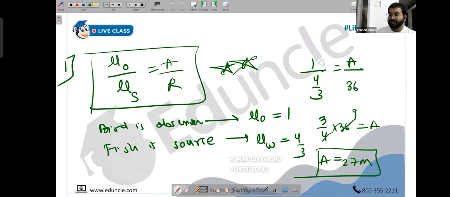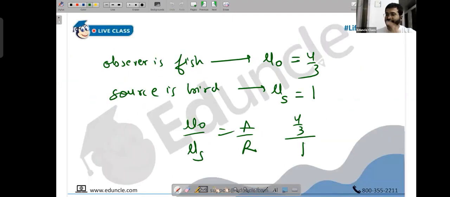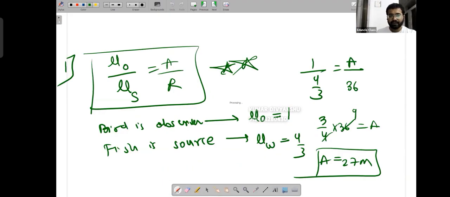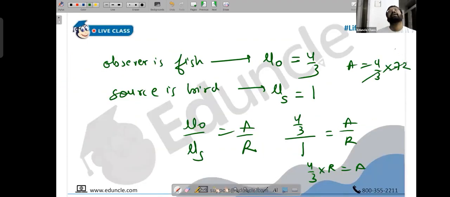But now observer is 4/3 and source is 1. People, initially observer was 1 and source was 4/3. Now observer is 4/3 and source is 1, because obviously now fish is the observer and bird is the source. Fish is observing the bird. So 4/3 upon 1. This is apparent upon real. So 4/3 into real. This is apparent. So what is the real distance of the bird, people? Real distance of the bird is 72. So 3 ones are 3, 24s are 24 into 4. That's 96. Apparent distance of the bird from the surface is 96, people.